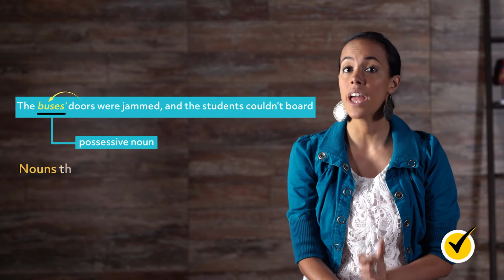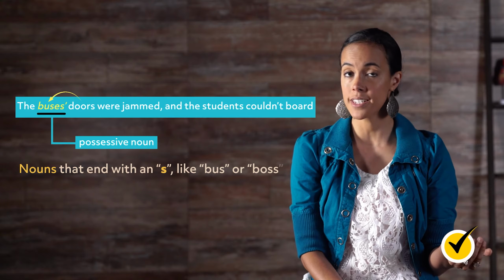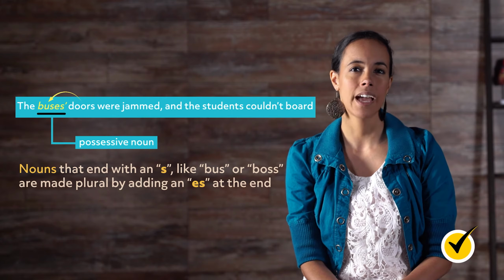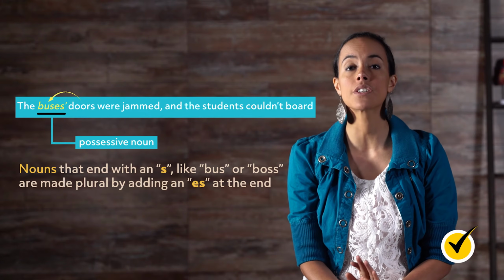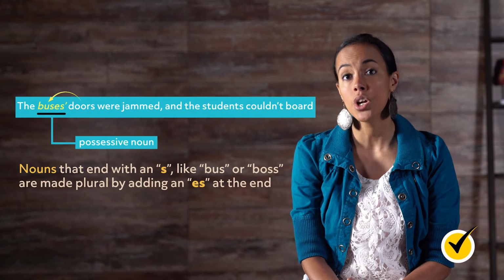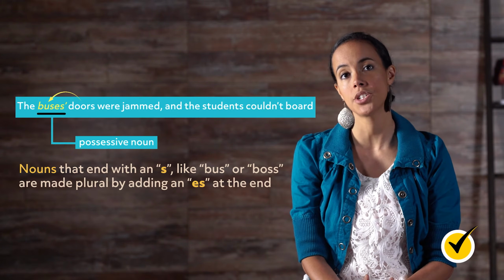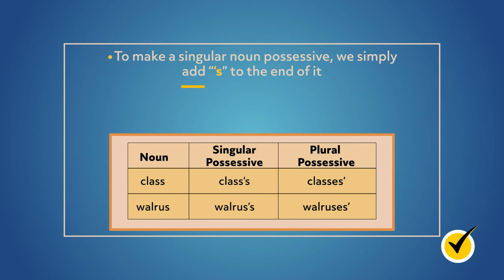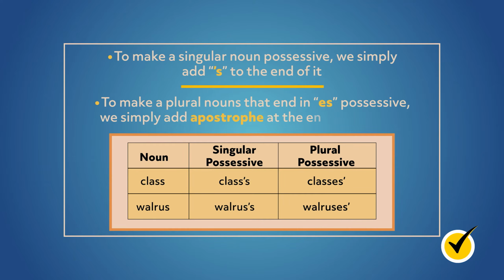Remember, nouns that end with an S, like bus or boss, are made plural by adding an ES at the end. When trying to make nouns that end with an S possessive, you must first determine if the noun is singular or plural to know where to put the apostrophe. To make a singular noun possessive, we simply add apostrophe S to the end of it, even if the noun already ends in S, because we want to show that there is only one of this thing or person possessing something. When dealing with plural nouns that end in ES, we make the noun possessive by adding the apostrophe at the end of the word.